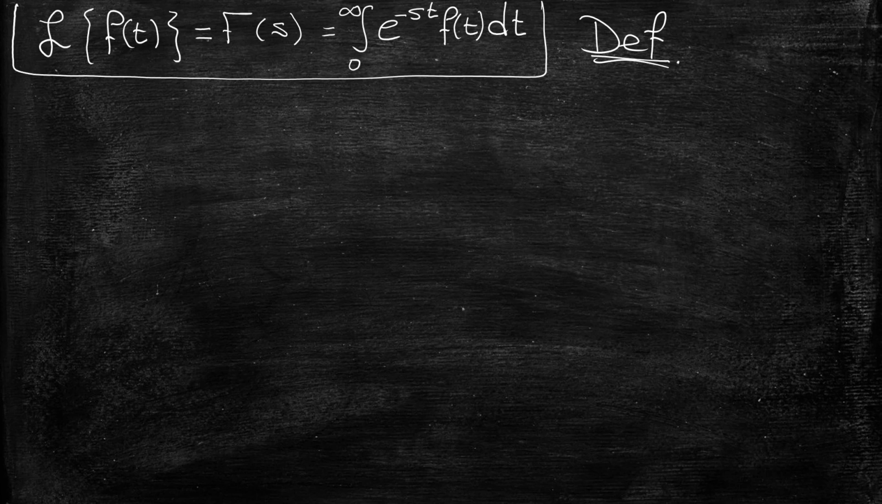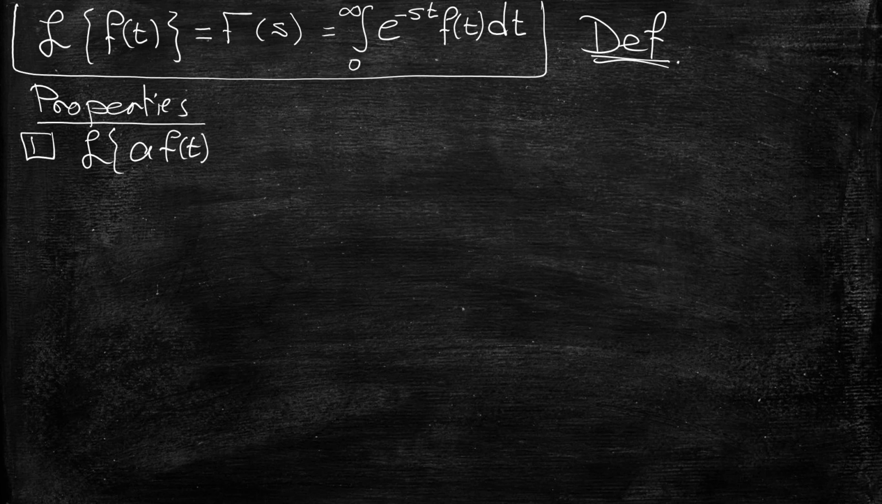So using this definition, we tried to get some interesting properties. First, we have linearity: if we have a function f of t and another function g of t, and we multiply both of them by some constants, some scalars, and add or subtract them, their Laplace transform will be the same scalars multiplied by the individual Laplace transform of each of these functions. So we have the same thing here.